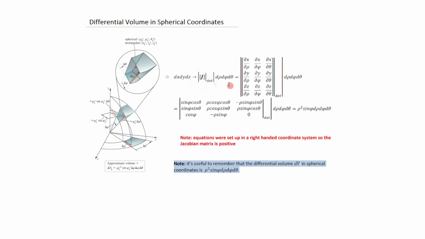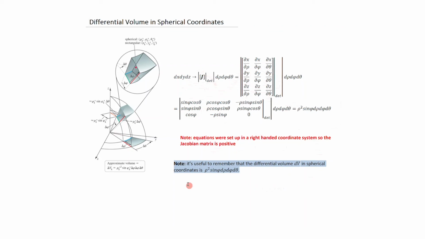When you set up the Jacobian matrix, the first row involves the partial derivatives of x with respect to rho, phi, theta, y with rho, phi, theta is the second row, and the partial derivative with respect to rho, phi, theta of z is for the third row. If you take the determinant of this, you basically have the values that you computed after taking partial derivatives, and this becomes rho squared sine phi d rho d phi d theta. So we've chosen a right-handed coordinate system, so this is a positive entity. There's no negative sign here.